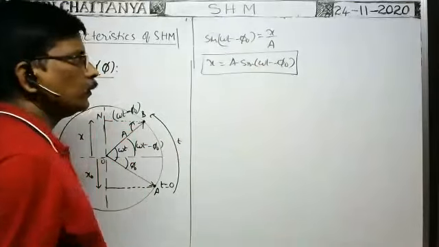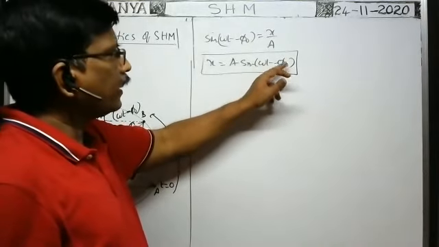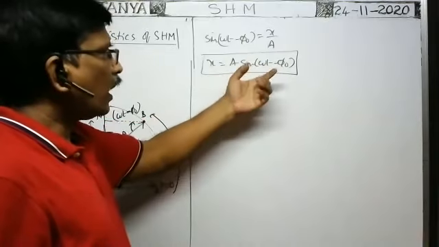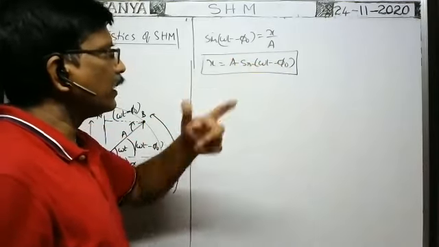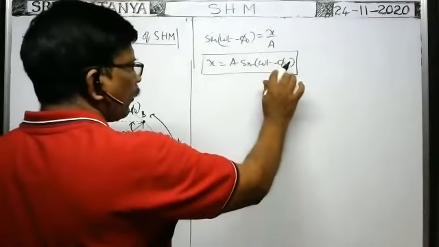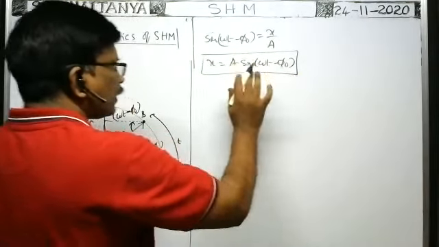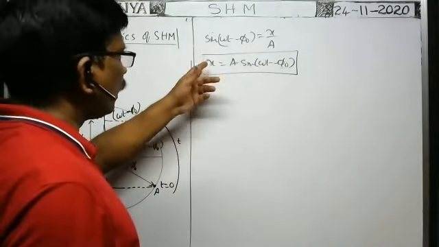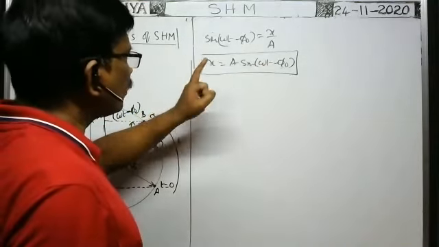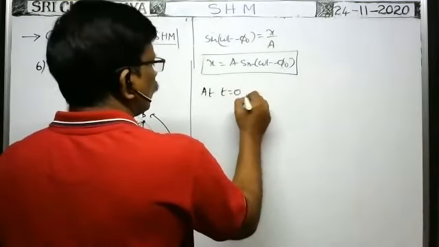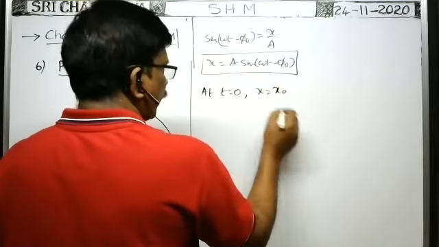In this formula also, this total angle is called the phase angle and phi naught is the initial phase, because when you put t equal to 0, whatever phase angle you get, that is the initial phase. That's why phi naught represents the initial phase or epoch. This total angle is the phase angle. At t equal to 0, whatever value of x you get is the initial displacement of the particle. At t equal to 0, x is equal to the initial displacement x naught.